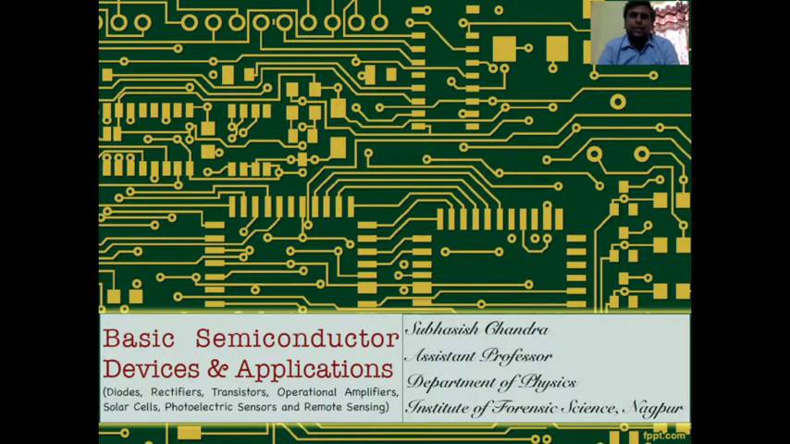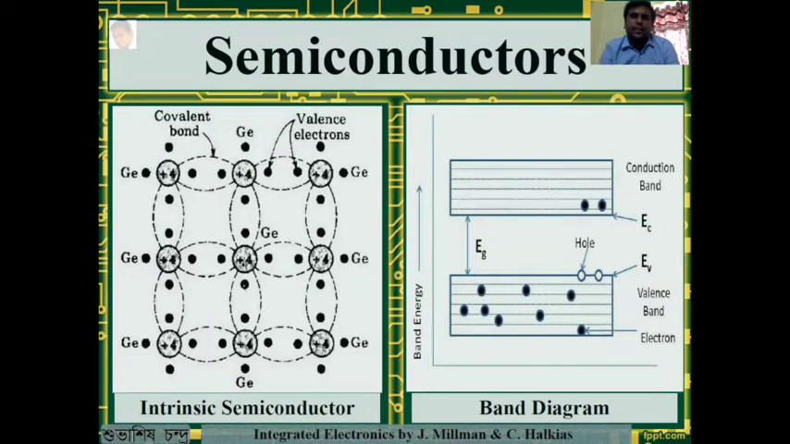Today we are going to talk about basic semiconductor devices and applications, and in that we will be looking into the semiconductors and PN junction diodes. Now, a semiconductor is basically a group 4 element, the two famous ones being germanium and silicon. They have four electrons in the valence shells which are shared by the neighboring atoms.